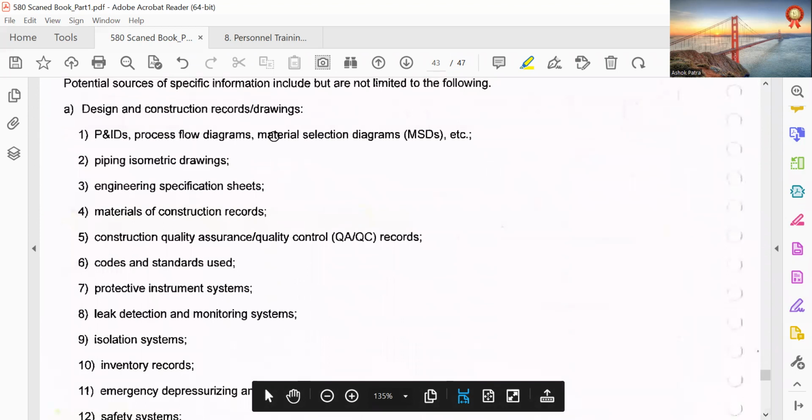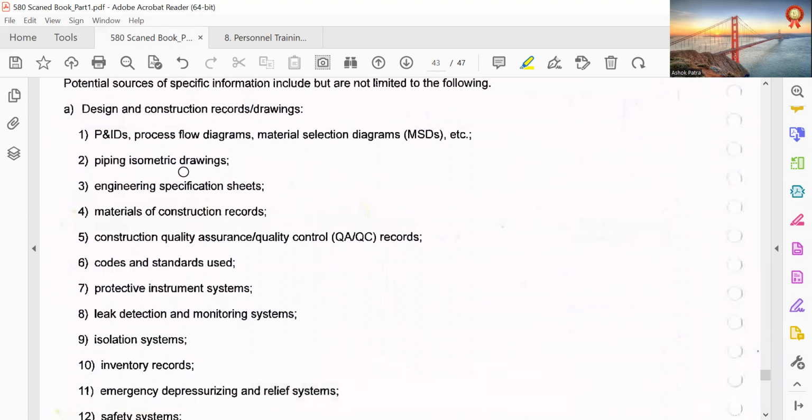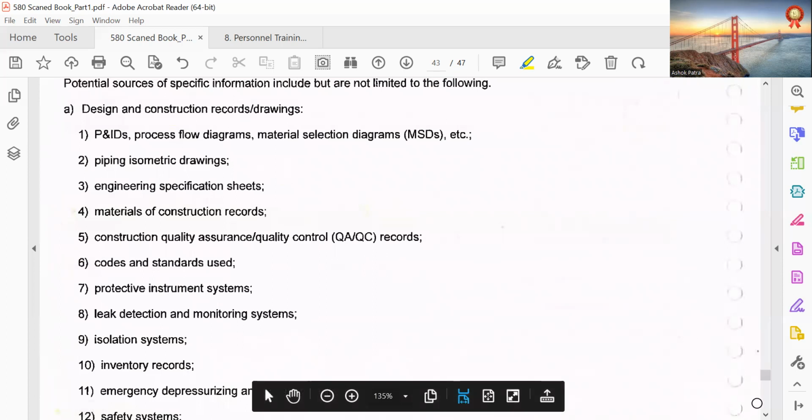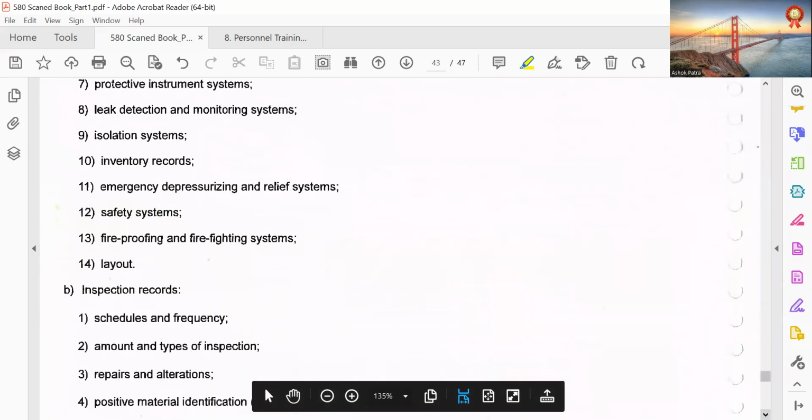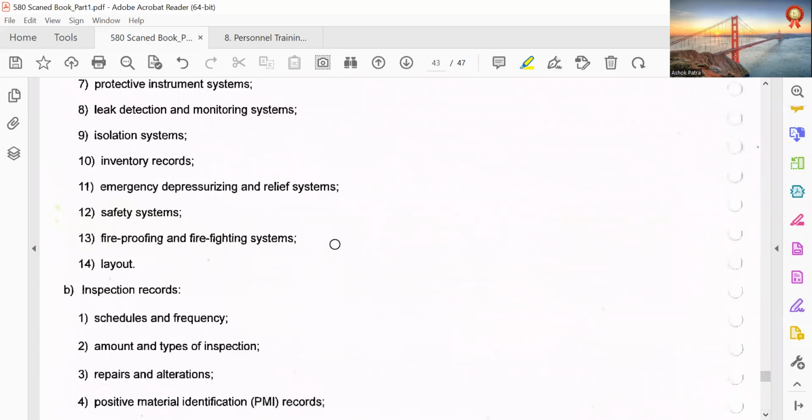The P&ID, process flow diagram, material selection diagram, MSD, MSDS, etc., piping isometric drawings, engineering specification sets, material of construction records, construction quality assurance, quality control, QA/QC records, codes and standards. Also safety instrumented systems, leak detection and monitoring systems, isolation systems, inventory records, emergency depressurizing relief systems, safety systems, fireproofing and firefighting systems, layout.